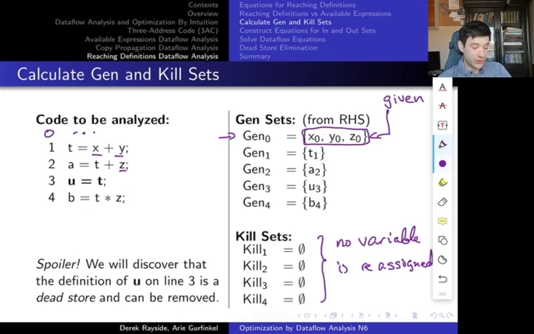We then go and compute the gens for each individual statement. So gen 0 is given. That's why it looks so strange. Gen 1, 2, 3, and 4 come from our definition. So gen 1 is T1 because that's a variable being defined. Gen 2 is A2. That's a variable being defined. Gen 3 is U3. And gen of 4 is B4. The kill set is empty because no variables are being reassigned. Remember, we only have a kill set if a variable that we're generating has already been assigned. But nothing like this happens in here.